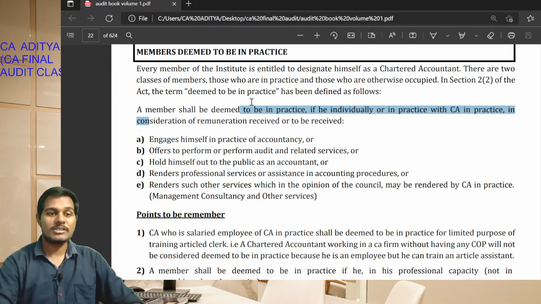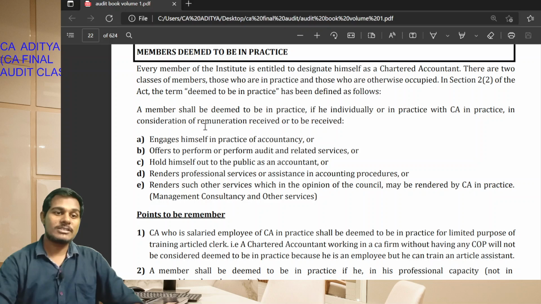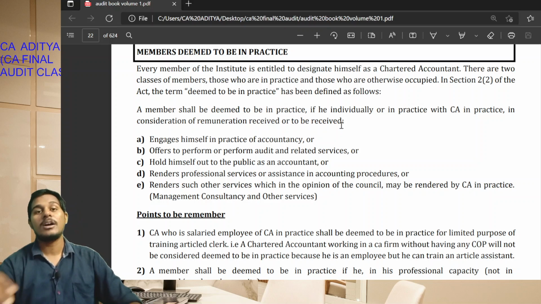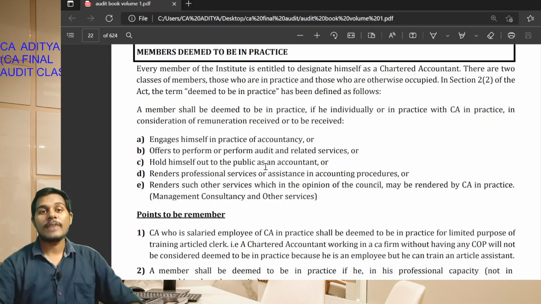See students, a member shall be deemed to be in practice if he, individually or with a CA in practice, in consideration of remuneration received or to be received, engages himself in the profession of accountancy, or offers to perform accountancy and related services, or holds himself out to the public, or renders such other services as may be rendered by a CA in practice.